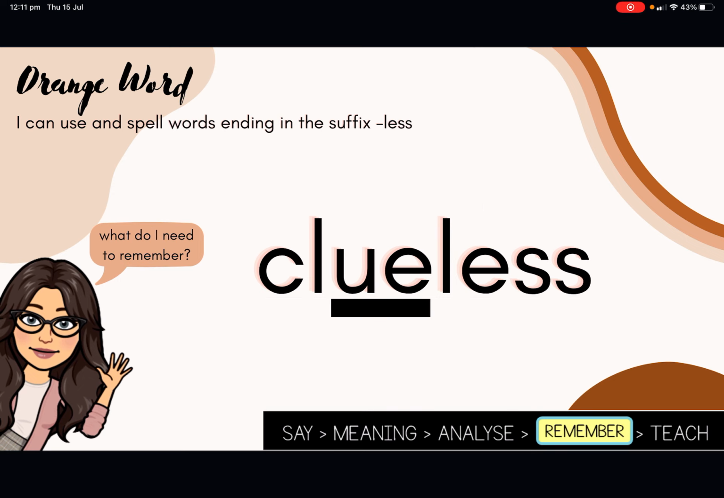All right, what part of this word do you need to remember? Remember, this is very specific to you. You may need to remember that blend, the CL blend, the cool. You may need to remember the suffix less, L-E-S-S. Or perhaps you may need to remember the oo sound is spelt using the digraph UE.